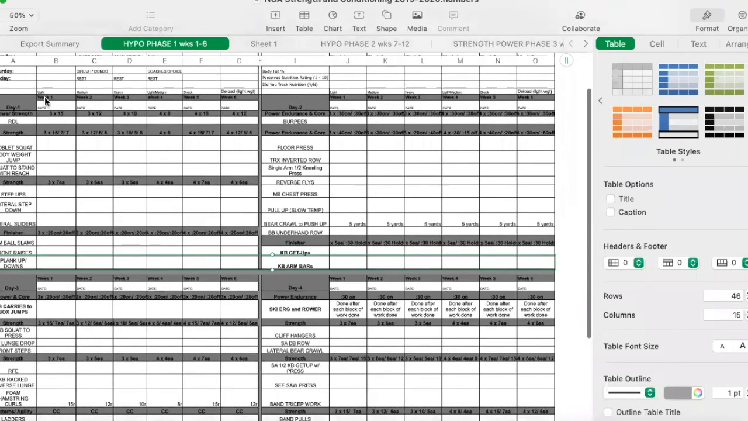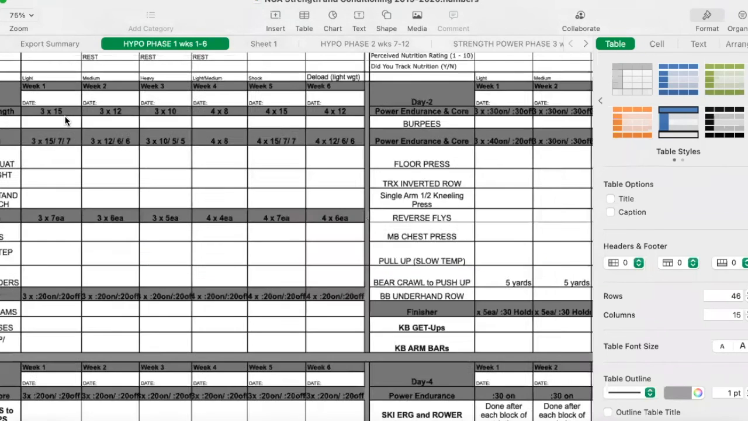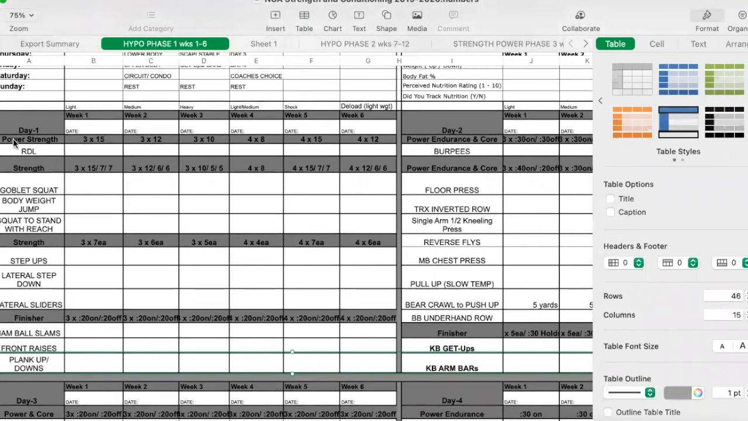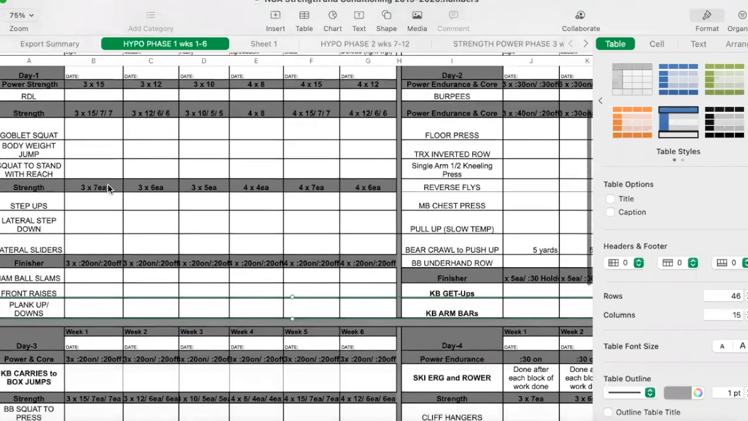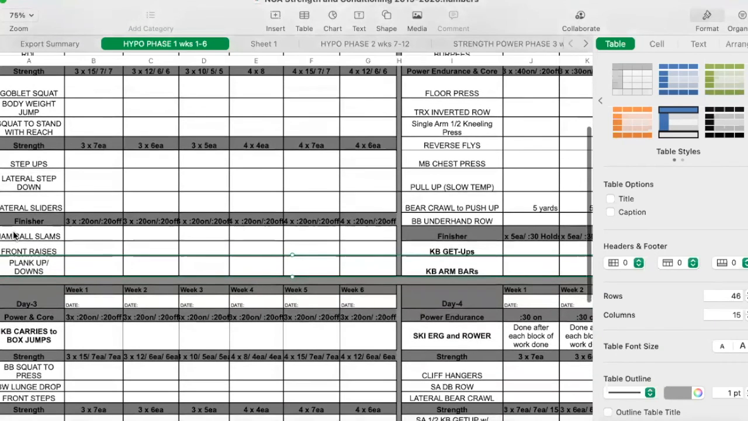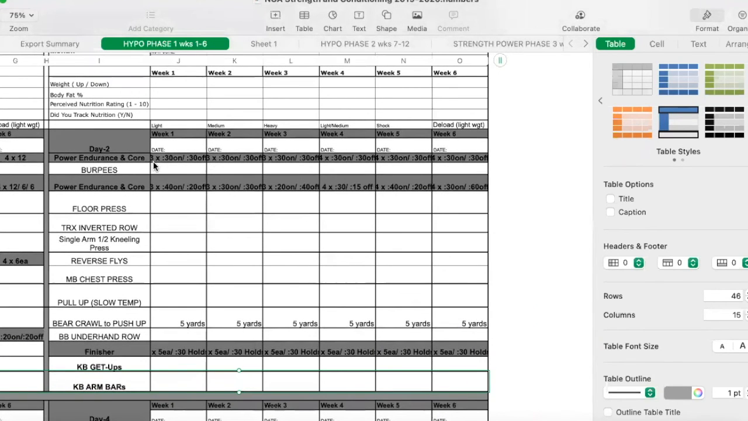So week 1 starts here. They're going to do 3 sets of 15 RDLs. Then they're going to do 3 sets of 15 goblet squats, body weight jumps, and squat to stand with reach, 3 times around. Then they're going to do 3 sets of 7 lateral step-ups, lateral step-down, and lateral sliders. Then they're going to do jam ball slams, front raises, and plank up and downs, 3 sets of 20 on, 20 off. That's Monday.